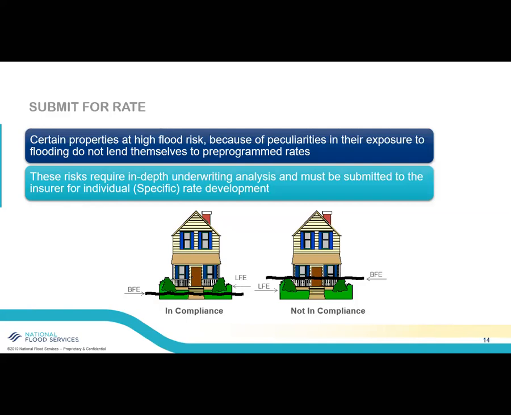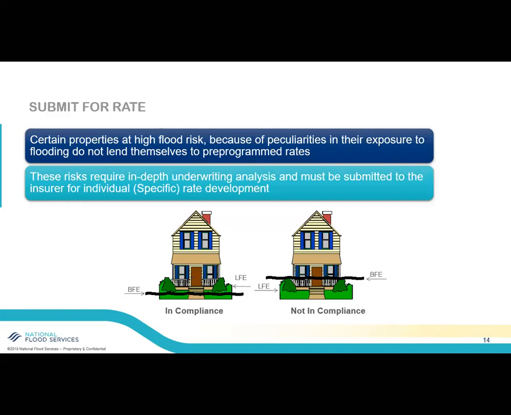These are properties that sometimes are not built in compliance. They're built out of the ordinary, something that is unique to the NFIP, and the NFIP wants to take a more in-depth look at those specific properties. So as the term signifies, submit for rate is really submitting information in order for an underwriter to rate it manually and to rate it by hand.